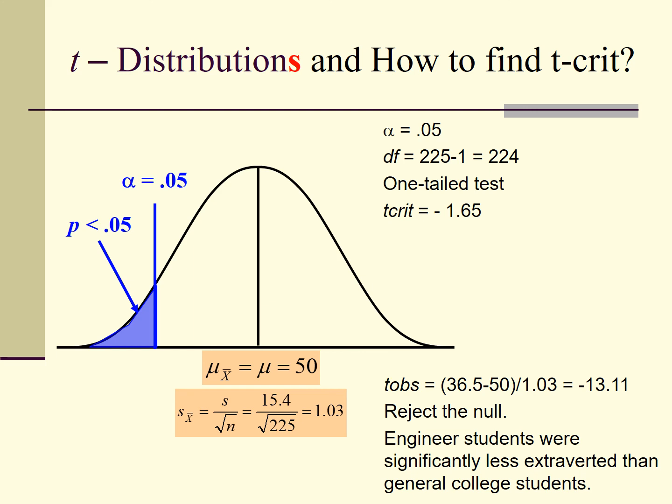Now let's continue our in-class question 2. T-critical score is negative 1.65. Next, we need to compute the t-observed score, which is 36.5 minus 50 divided by a standard error of 1.03, which is negative 13.11. So we reject the null. Engineer students were significantly less extroverted than general college students.